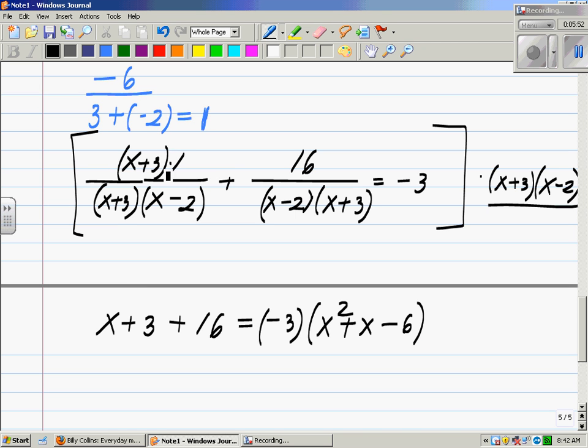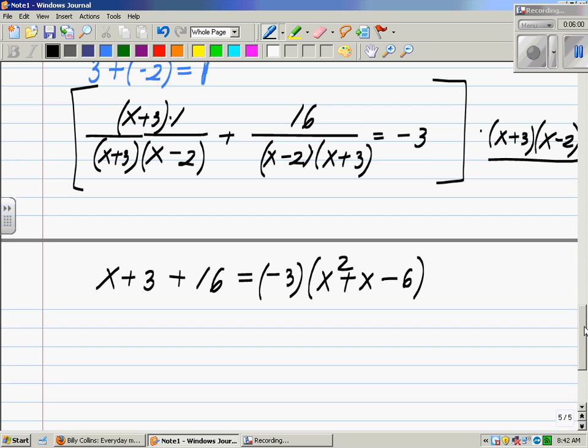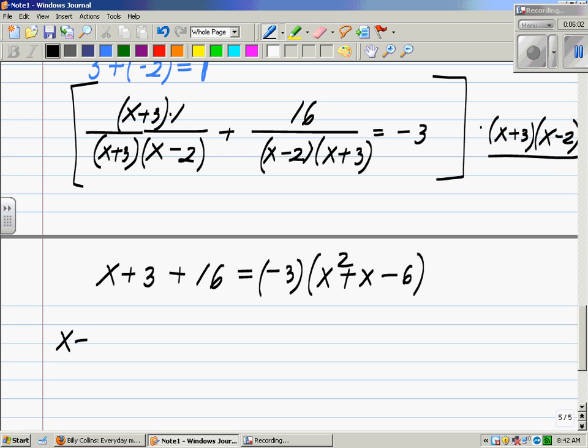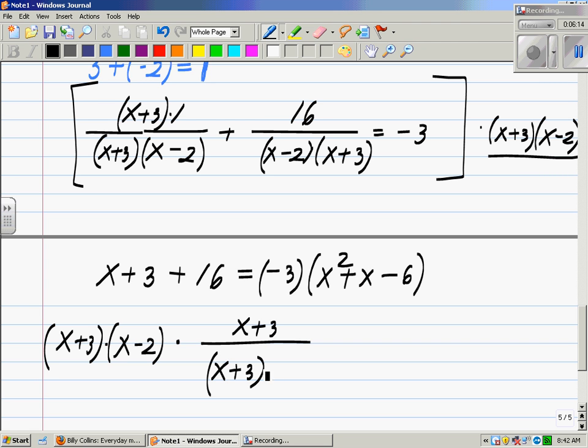Because if you multiply this one by that, denominators will cross cancel. Let me take it separately and I will show it. If I have x plus 3 times x minus 2 multiplied by x plus 3, because x plus 3 times 1 is x plus 3, right? Over x plus 3 times x minus 2, what's happening here? Well, x plus 3, x plus 3, x minus 2, x minus 2, right? So that's how you get that x plus 3 left.